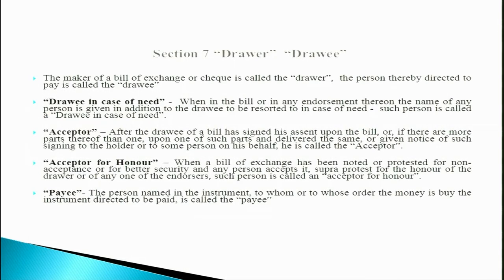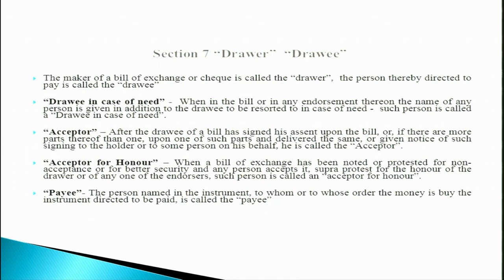Drawer and drawee. The maker of a bill of exchange or check is called the drawer, and the person directed to pay is called the drawee. Drawee in case of need: when in the bill or in any endorsement on it the name of any person is given in addition to the drawee, to be resorted to in case of need, such person is called drawee in case of need. Acceptor.